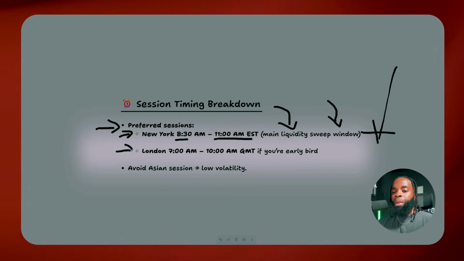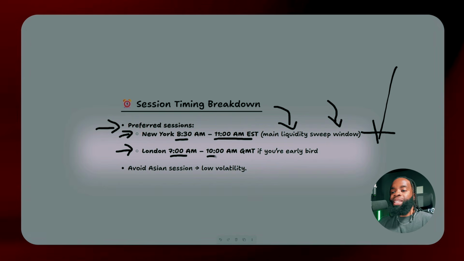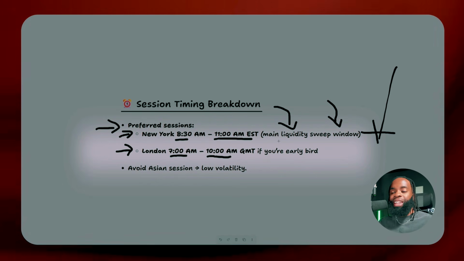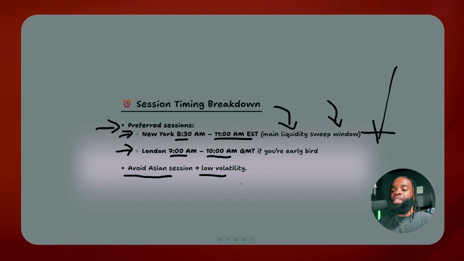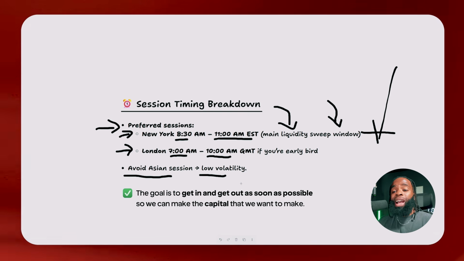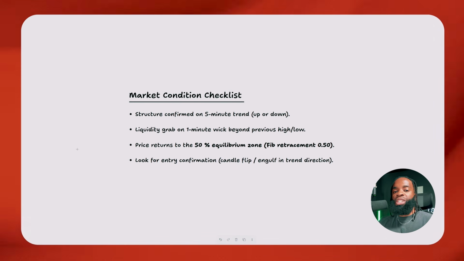Next would be London. Anybody here that cannot trade New York, you also have London, which is 7 a.m. to 10 a.m. GMT. If you're an early bird on the USA side like I am, this is going to be your open window. And then we're going to avoid the Asian session as it has the lowest volatility and we don't want to wait. The goal is to get in and get out as soon as possible so we can make the capital that we want to make. So let's talk about the market condition checklist.